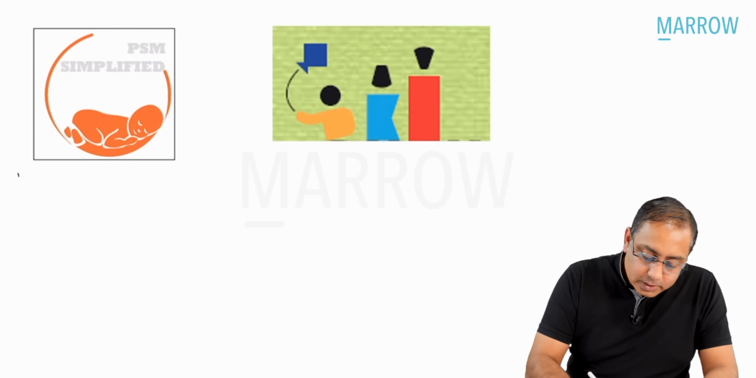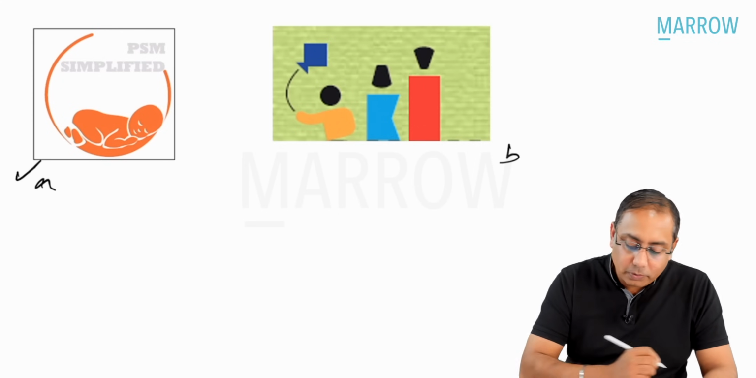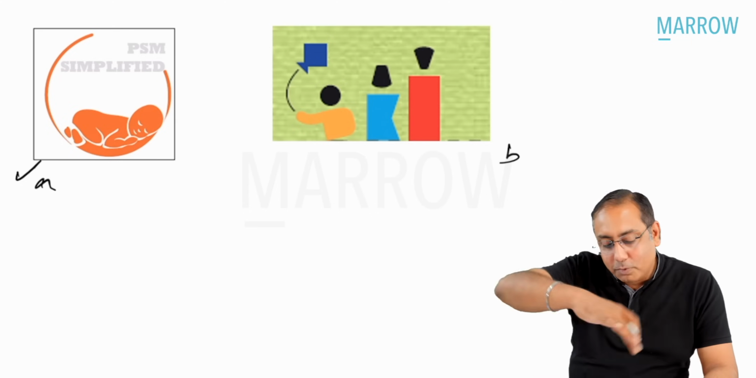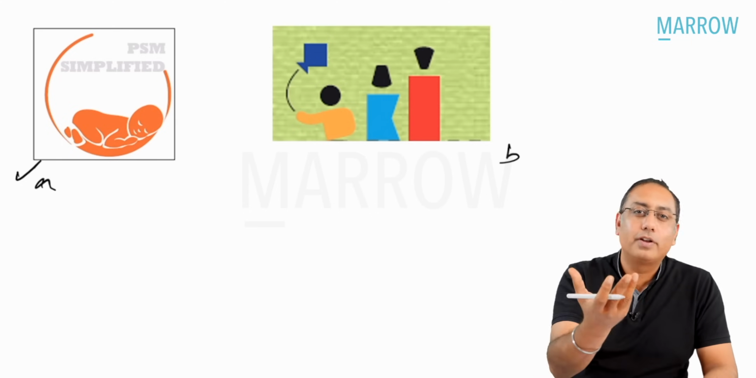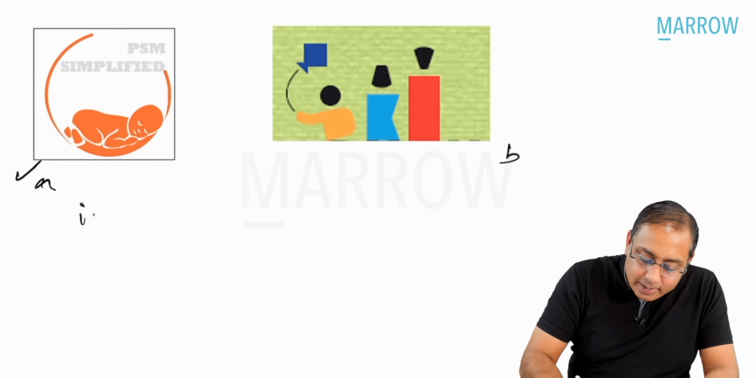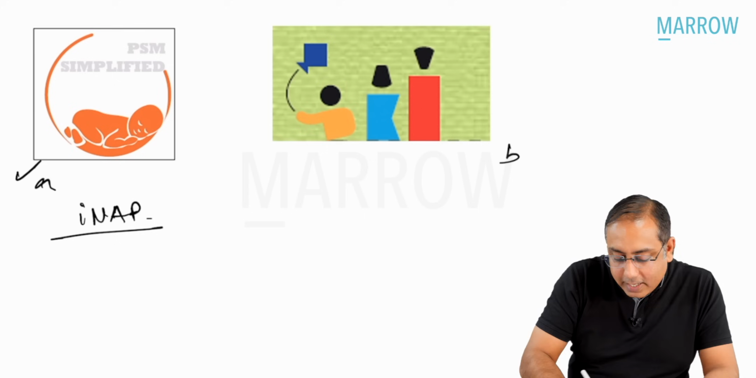Next in line, what is this logo? A logo and a B logo. What is the logo A? You can see a baby napping inside a small circle, semicircle, that's actually the womb of the mother. So baby is napping, I-NAP. Remember I-NAP. What is I-NAP?